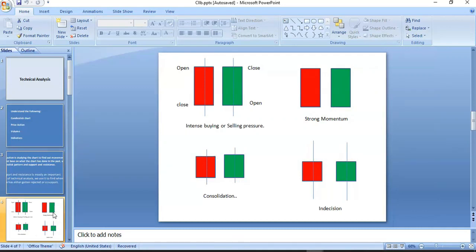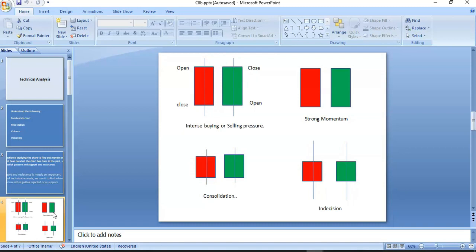So we need to understand candlesticks in order to understand technical analysis. We need to understand the candlesticks and know what each of them represents. Though they have their different names, knowing their names is of no use. What we really need to focus on is what they represent in the market.